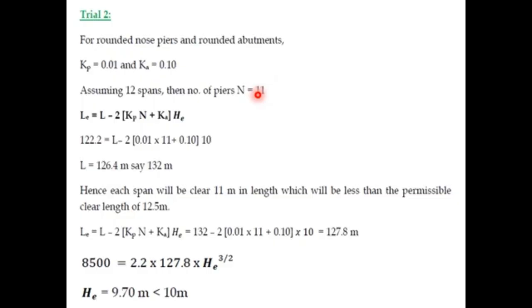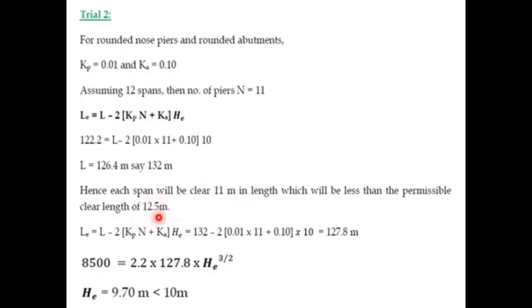Maybe the span is around 10 meters, say. So now, knowing the effective length in the previous trial as 122.2, we can calculate the crest length. The clear crest length, taking H equal to 10, comes to about 126.4. So we can say it is purposely increased to 132, so that we get a clear length of 11 meters, which will be less than the clear length of 12.5.